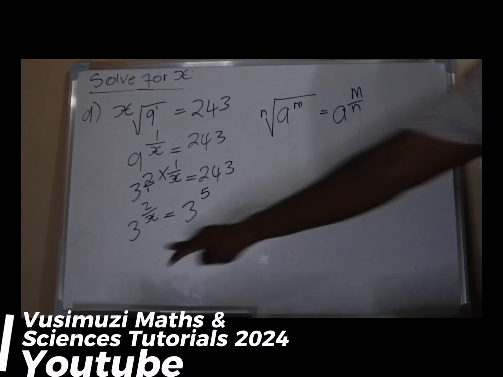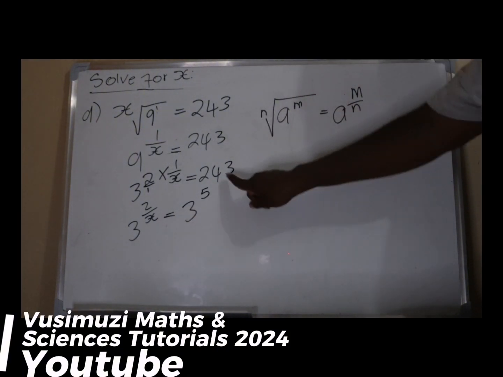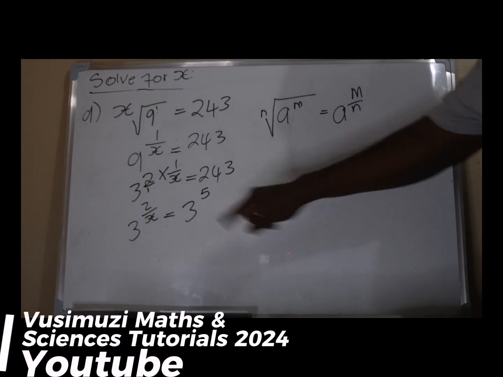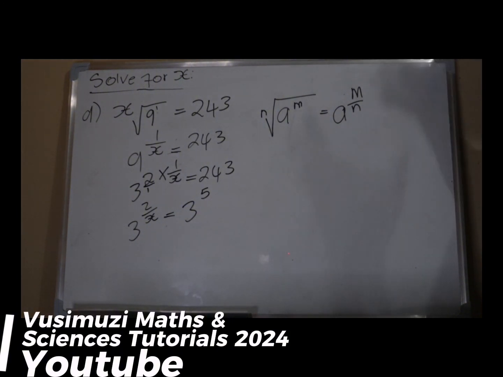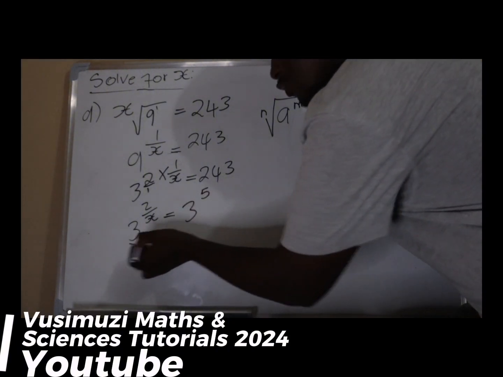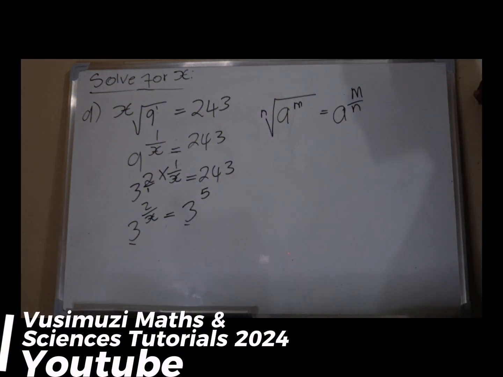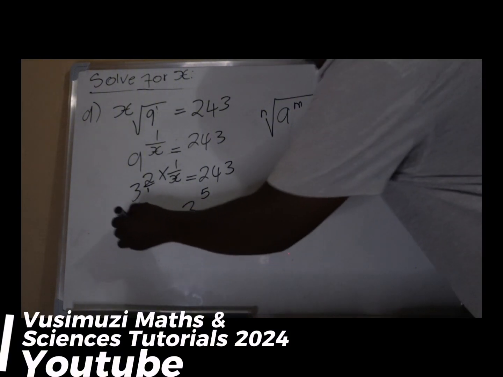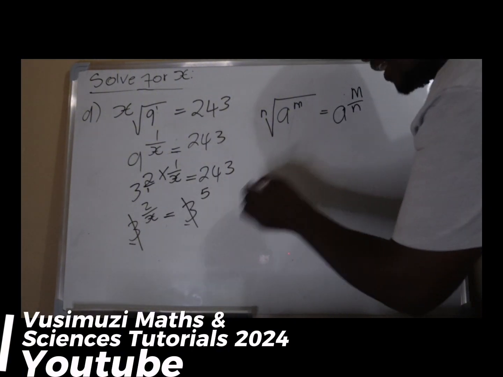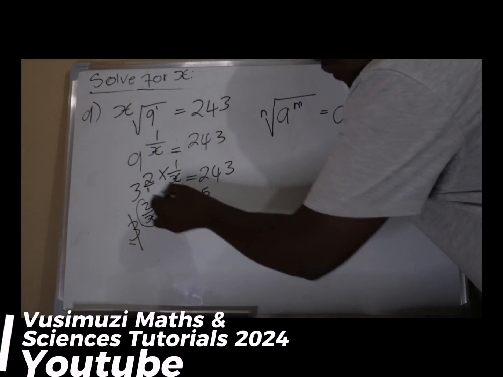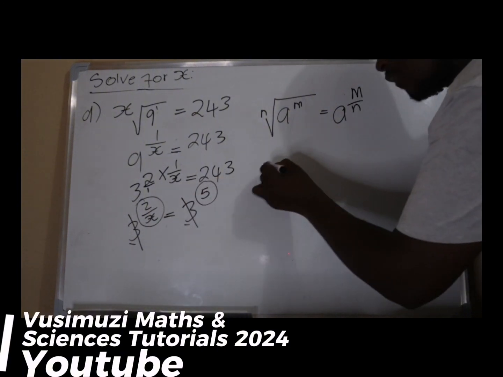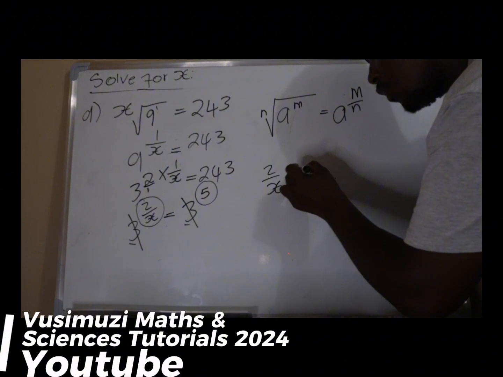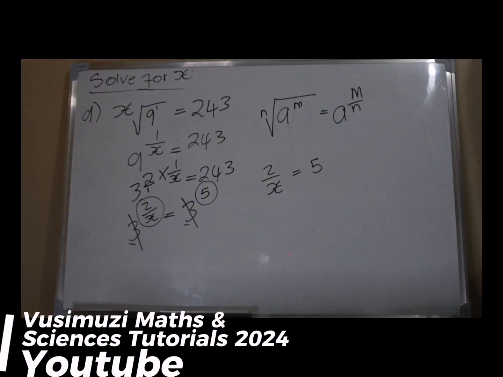And my aim is to have bases that are the same. 3 and 3 are the same. 243 is the same as 3 to power 5. They are the same. If my bases are the same, you equate the exponents. What are my exponents? 2 to power x and 5. So I have 2 to power x equal to 5.